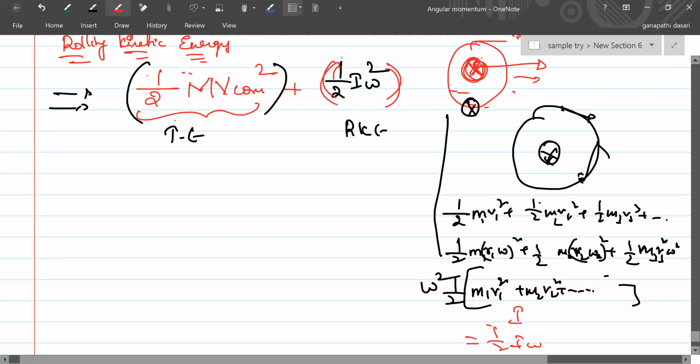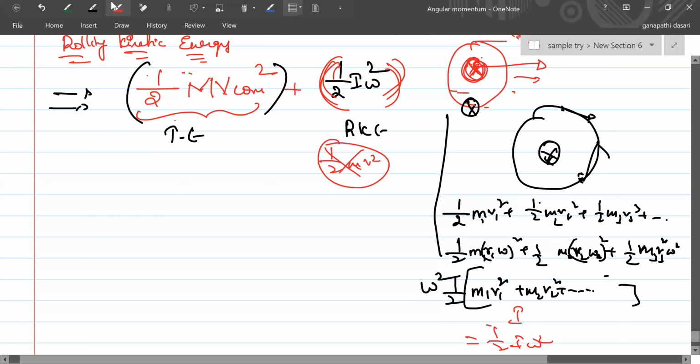So that is half I omega square, the rotational kinetic energy. Otherwise, relating it to the half mv square formula, we can write half I omega square. Instead of mass, we have moment of inertia here, and instead of velocity, we have angular velocity. These two are the energies.